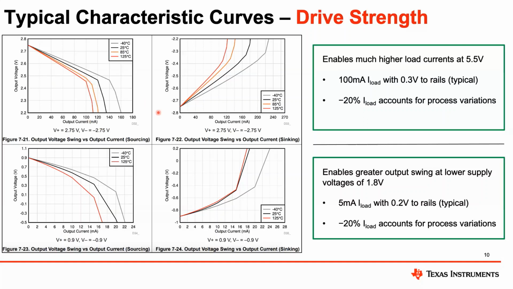We also provide curves at 5.5 volts and 1.8 volts just to showcase that you are going to have a change in your output current when you have different supply voltages. But another impressive thing is the OPA2310 is still driving quite a bit of current even at a 1.8 volt supply. In the example we have here, 5 milliamps with only a 0.2 volt drop from the supply rails.